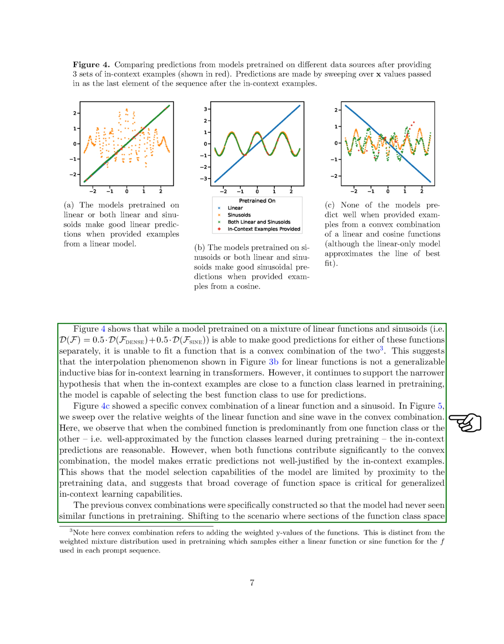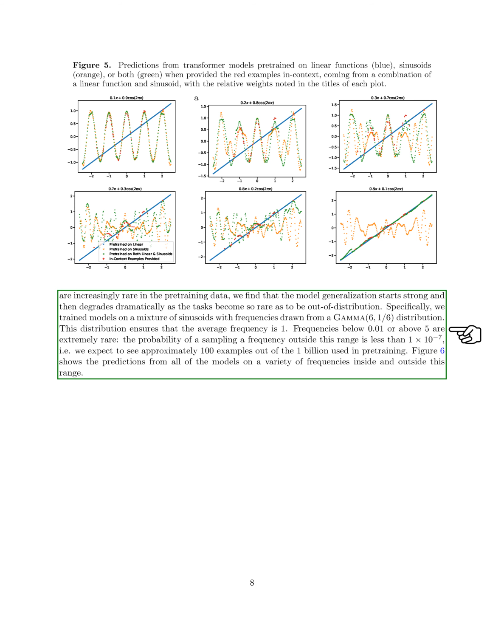Specifically, we trained models on a mixture of sinusoids with frequencies drawn from a distribution that ensures that the average frequency is 1. Frequencies below 0.01 or above 5 are extremely rare. We observed the predictions from all of the models on a variety of frequencies inside and outside this range.